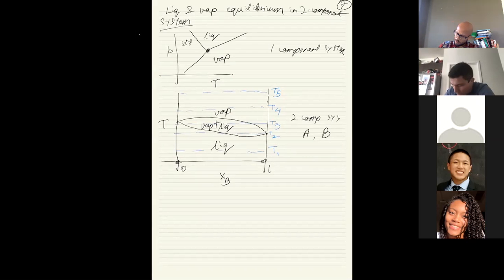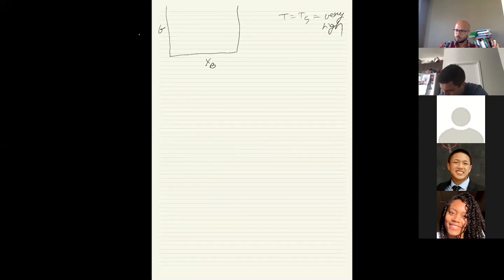Okay, so let's start with the free energy at T equal to T5, which is very high. I'm not rushing through this. I'll go through this again, but I think it's useful if we have a first look at it today, because it's one of those things that's quite simple if you pay attention, otherwise it can be confusing. So at a very high temperature, what do you expect between G vapor and G liquid? Which one should be lower at a very, very, very high temperature?